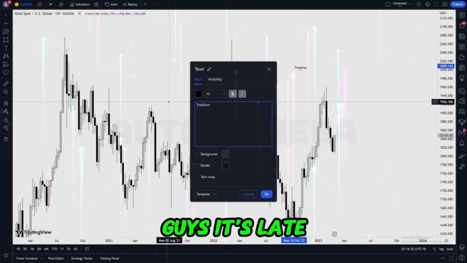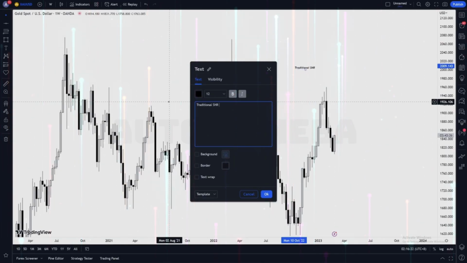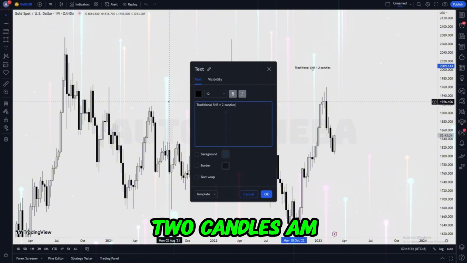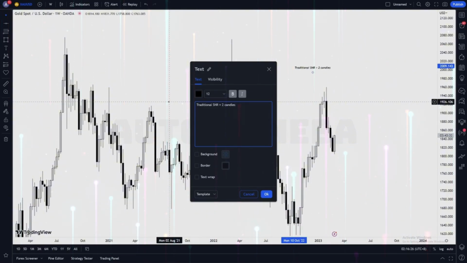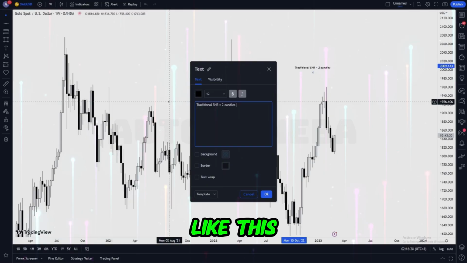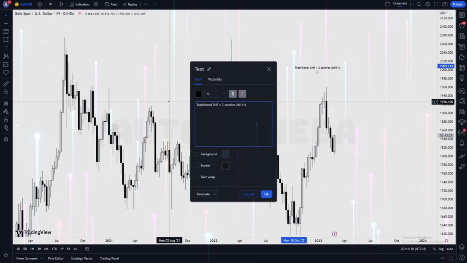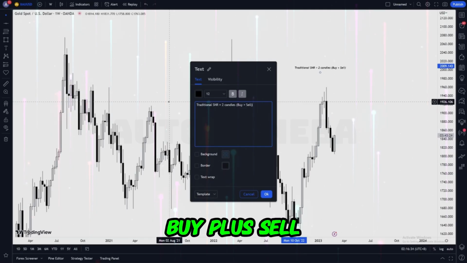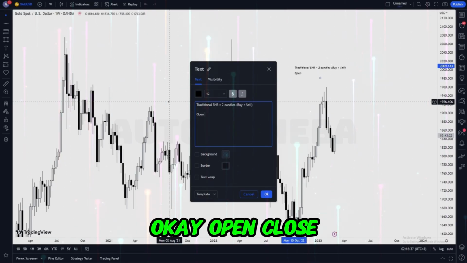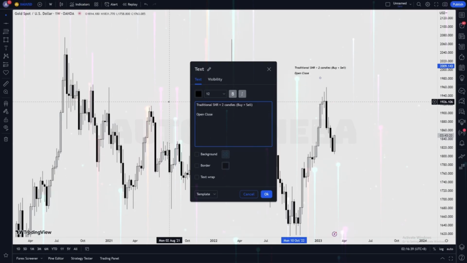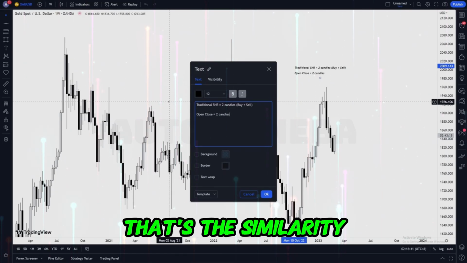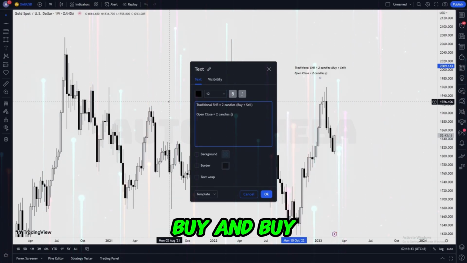Bear with me, guys. It's late. Traditional SNR: two candles. Am I right? Two candles. Okay? Buy, sell. So we'll put it like this. Buy plus sell. Okay? Open close is a bit different. Still two candles. That's the similarity. But where's the difference? Buy and buy.